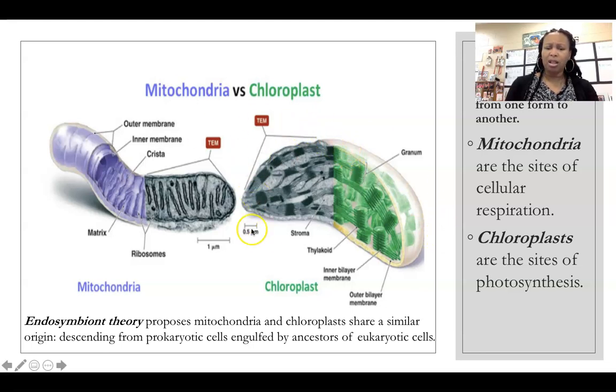The chloroplast also has a double membrane. It has an inner membrane and an outer membrane as part of it. The mitochondria has the outer membrane and the inner membrane as well.